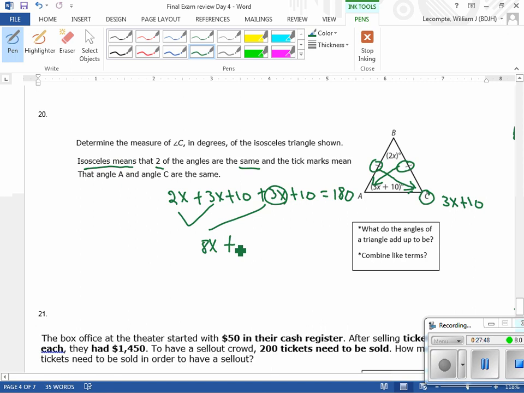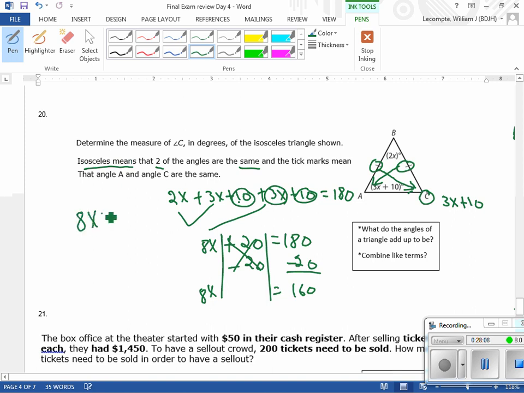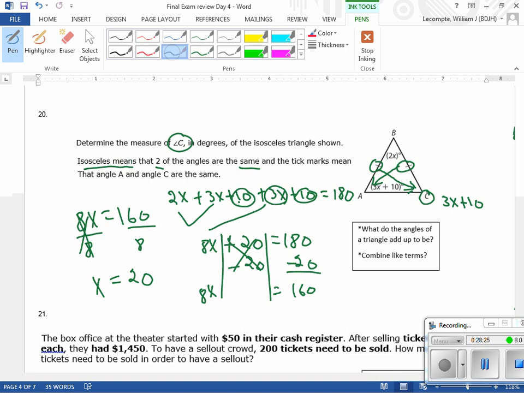I'm going to subtract. The easiest thing to do is subtract from both sides, so that gives me 160. And I bring down my 8x. So now I have 8x is equal to 160. I do the inverse, or divide by 8, and I get x is equal to 20. A lot of kids stopped right there. They didn't ask me what x was. It asked me what angle C was. So I have to take the 20 and put it back into my equation. So 3 times 20 is 60, plus 10 is 70 degrees.